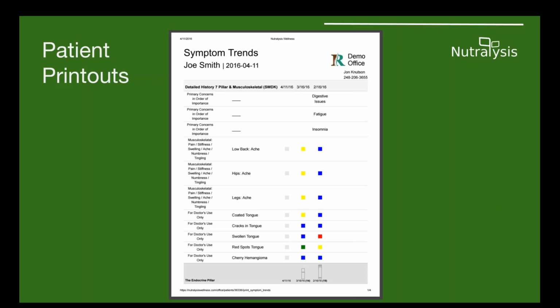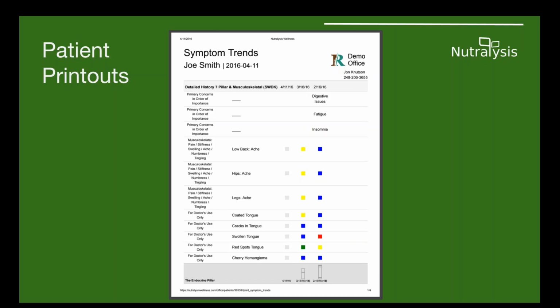They forget where they came from, because we only really care about what's happening right now in our lives. This particular symptom trends printout allows you as a practitioner to go over their history and say, look, when you came in, you were having digestive issues, fatigue, insomnia. We aren't seeing any of those now. This is great. We've cleared up this and this and this. Now we're going to continue working with your health, and we're going to start working on these areas.